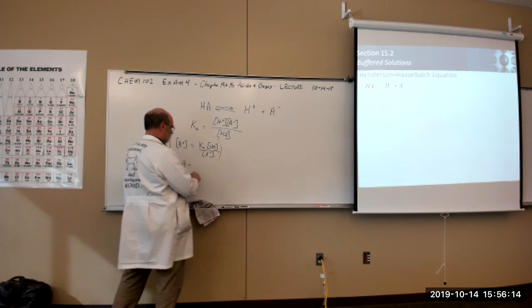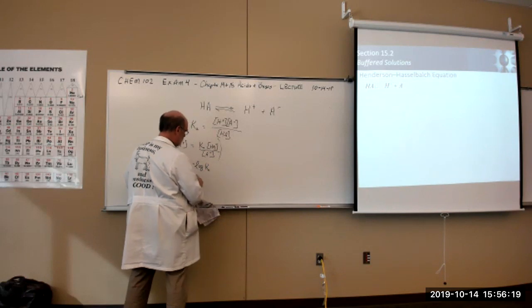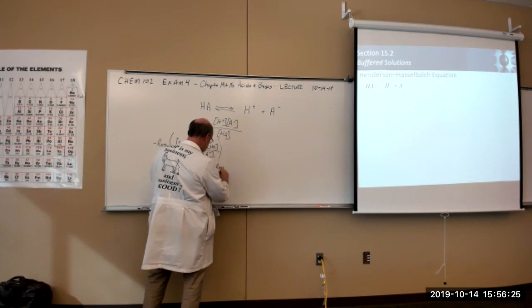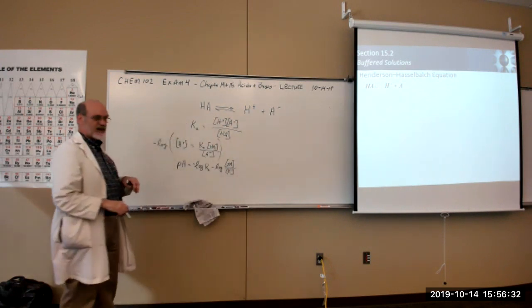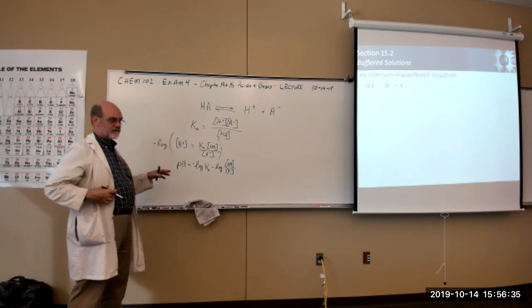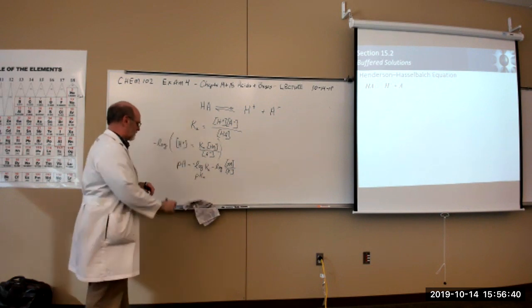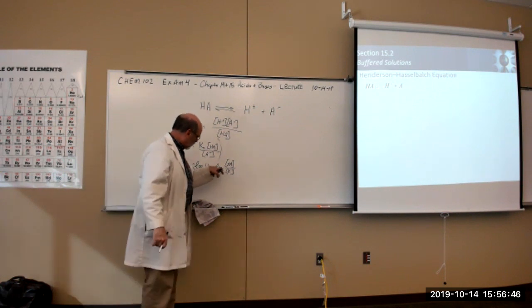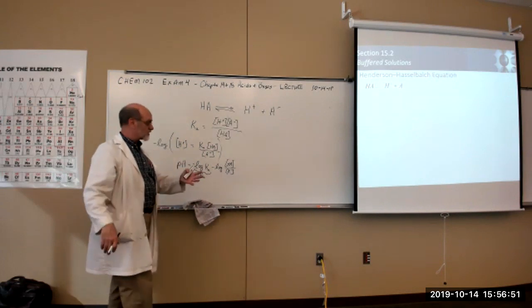But here's what we want to do. We want to say negative log of this one, and we will also want to take the negative log of this expression. Okay? So far, so good? This is pKa. That's what that means right there. But we don't know what these are going to be. And it's more important for calculation purposes just to leave them like it is.